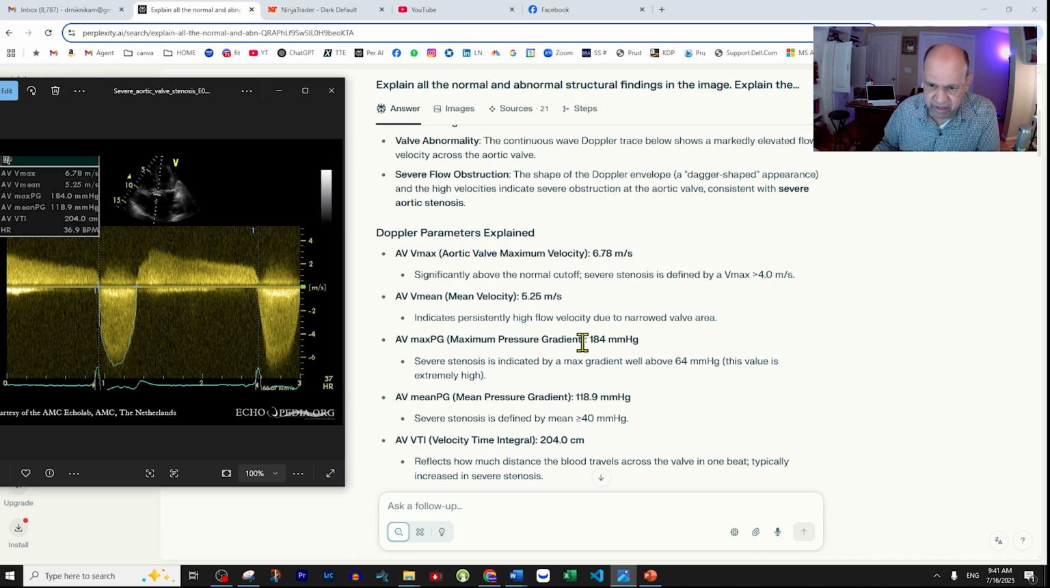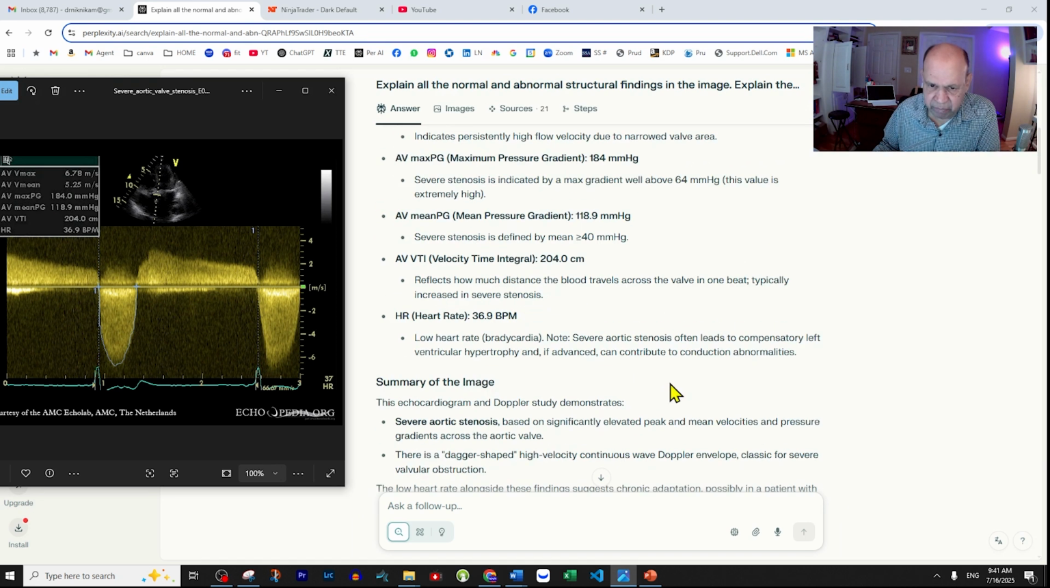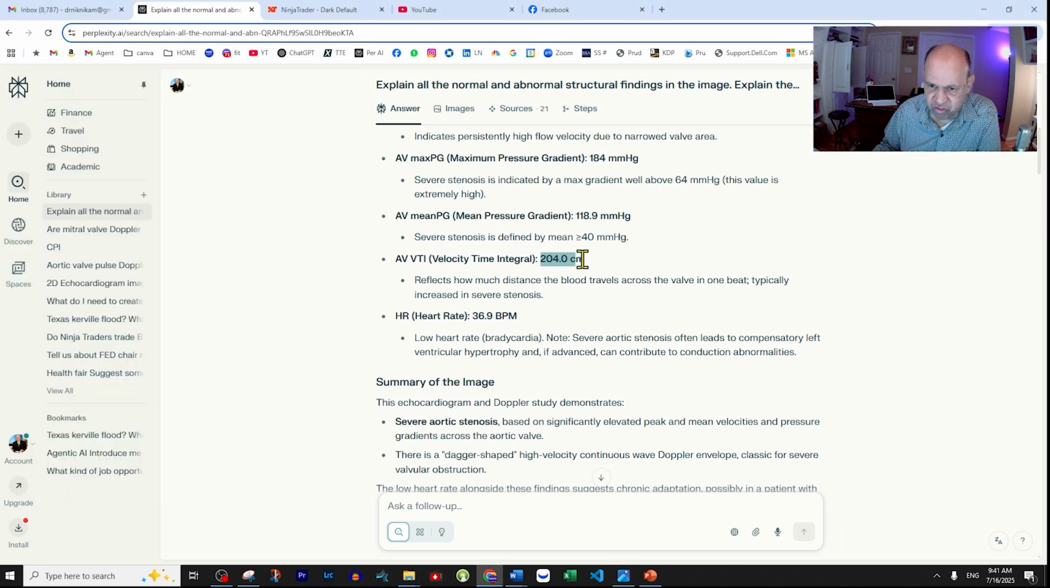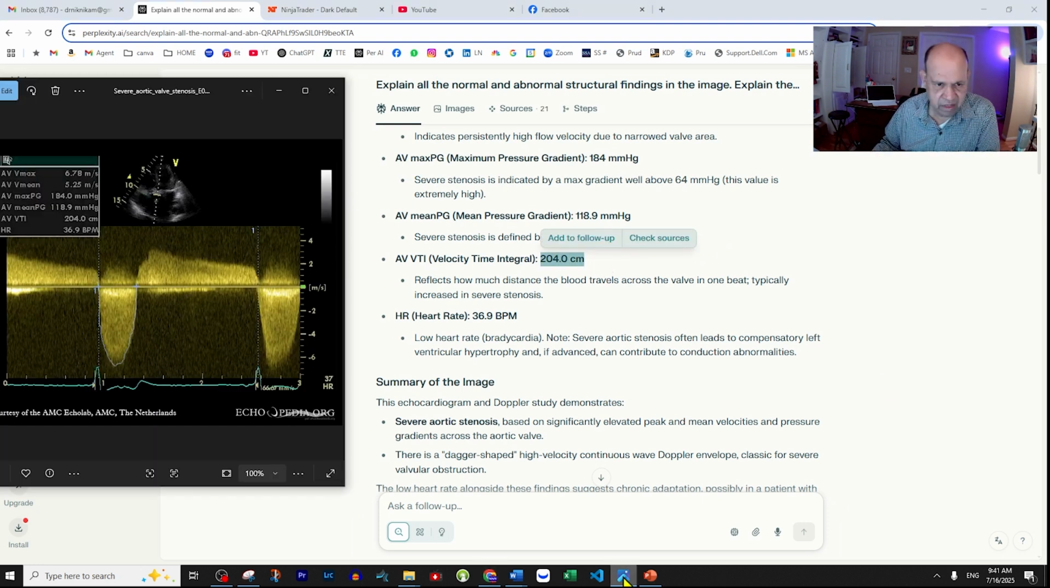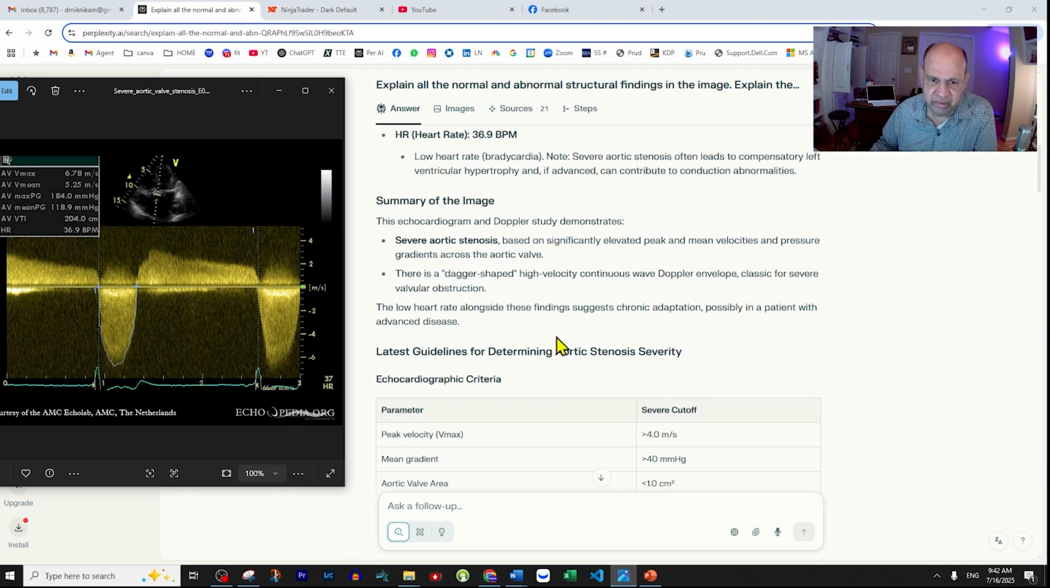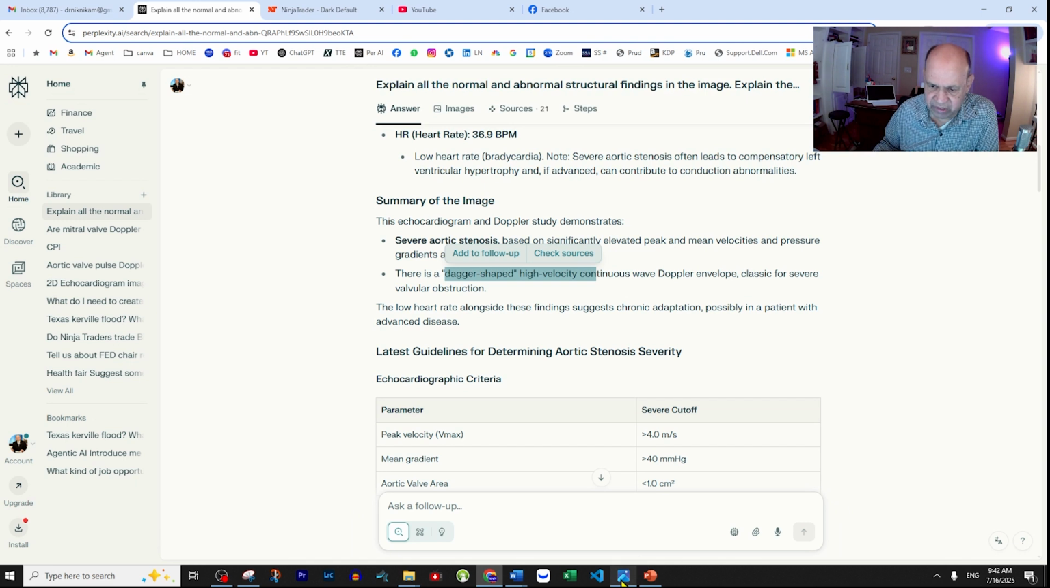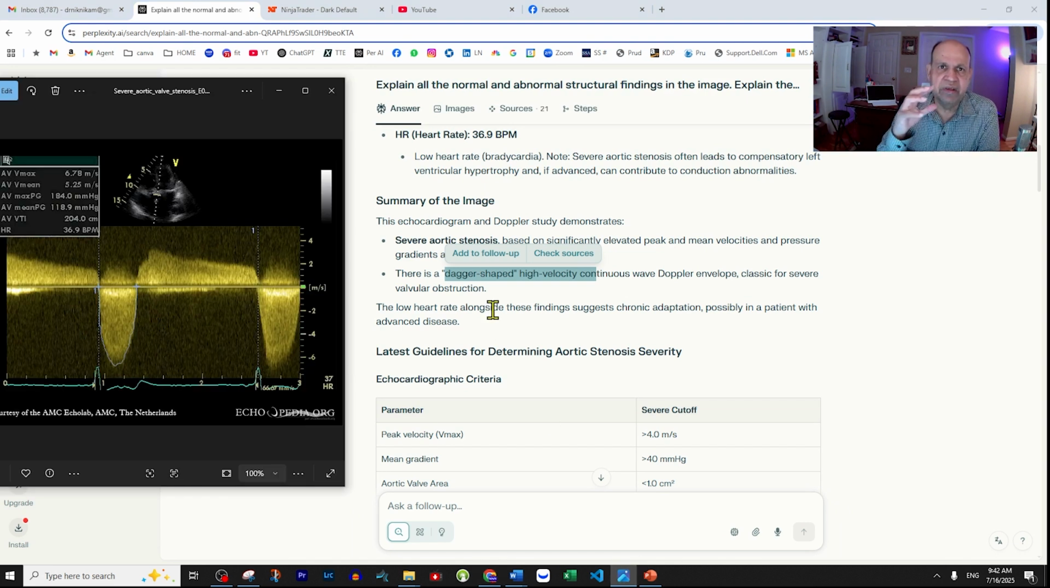The mean velocity, the max gradient, mean gradient, and it interprets this as severe aortic stenosis because the gradient is greater than 40 millimeters of mercury, and the VTI of 204, which is significantly, grossly abnormal. Okay, it's abnormal. So the summary is, it says severe aortic stenosis based on significantly elevated peak and mean velocities and dagger-shaped, which I don't agree with. Anyway, let's keep that in mind. And that's why I said we need to pick the good ones and we need to ask the right questions. Those are some important key factors.